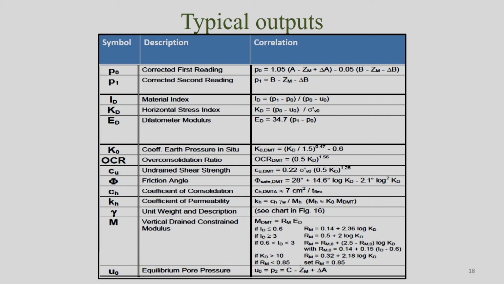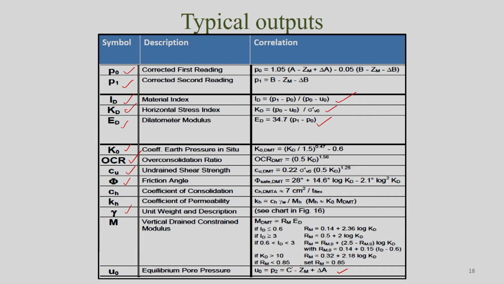Now I told you, based on the P0 value and P1 value, you determine the value of ID, which is given like this. Similarly the KD, that is the horizontal stress index, is P0 minus U0 over the effective overburden pressure. ED value can be determined as 34.7 times P0 minus P1, and so on. So many parameters, like earth pressure coefficient at rest, over consolidation ratio, undrained shear strength, phi value. Then you can even determine the mass density of the soil, and so this is the overburden pressure U0.